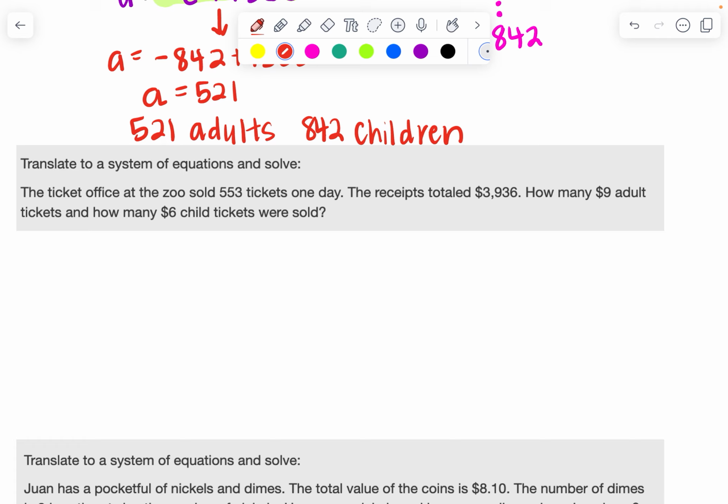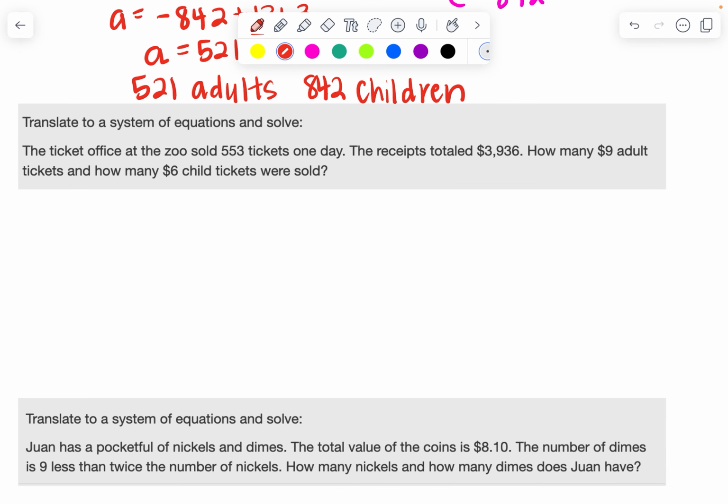The ticket office at the zoo sold 553 tickets in one day. The receipts totaled $3,936. How many $9 adult tickets and $6 child tickets were sold? So again, we have an equation for the number of tickets. The number of adults plus the number of child tickets sold was a total of 553.